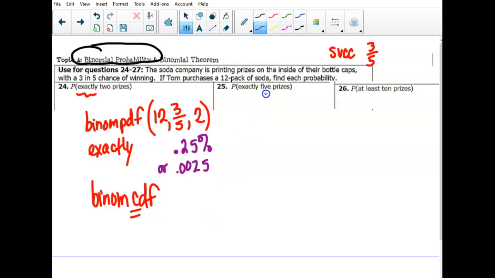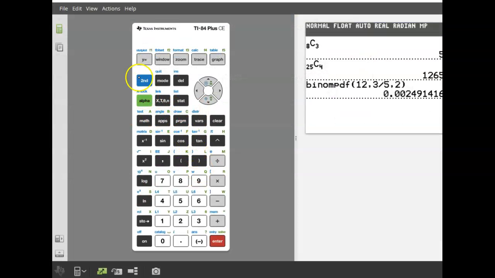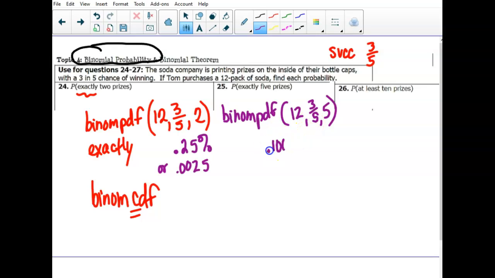Okay, exactly 5 prizes. So same thing, but change this to a 5. Binom PDF 12, 3/5, 5. Takes longer to write it down than it does to calculate it. I got about 10%, 0.1009, would be 10.09% or 10.1%. Either one I would accept.